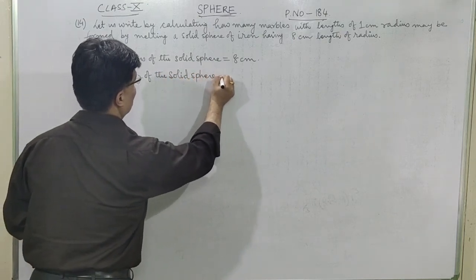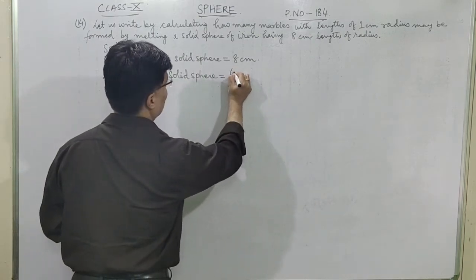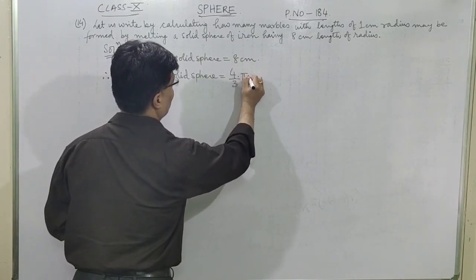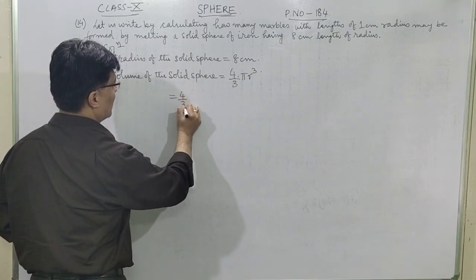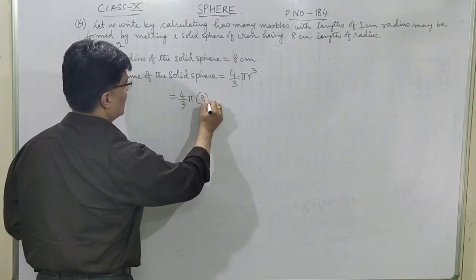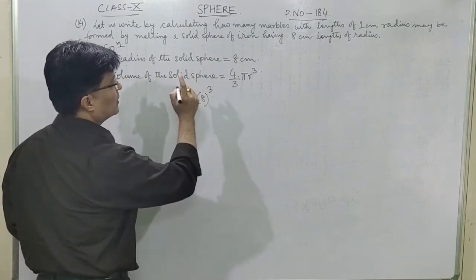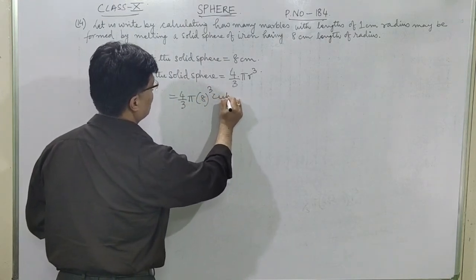So the volume of the solid sphere is equal to, what is the formula? It is 4/3 pi r cube, right? So keep it as it is, 4/3 pi, what is r, r whole cube, that is 8 whole cube, then it is cubic centimeter.